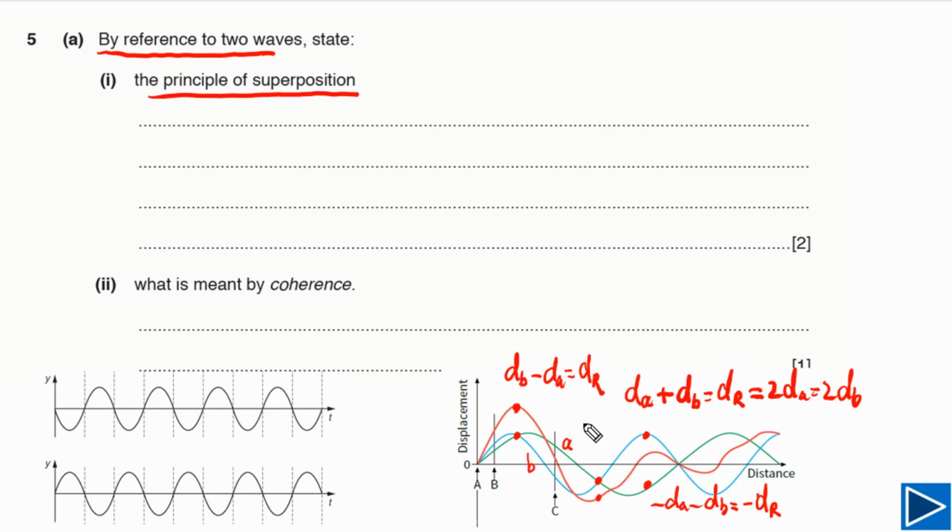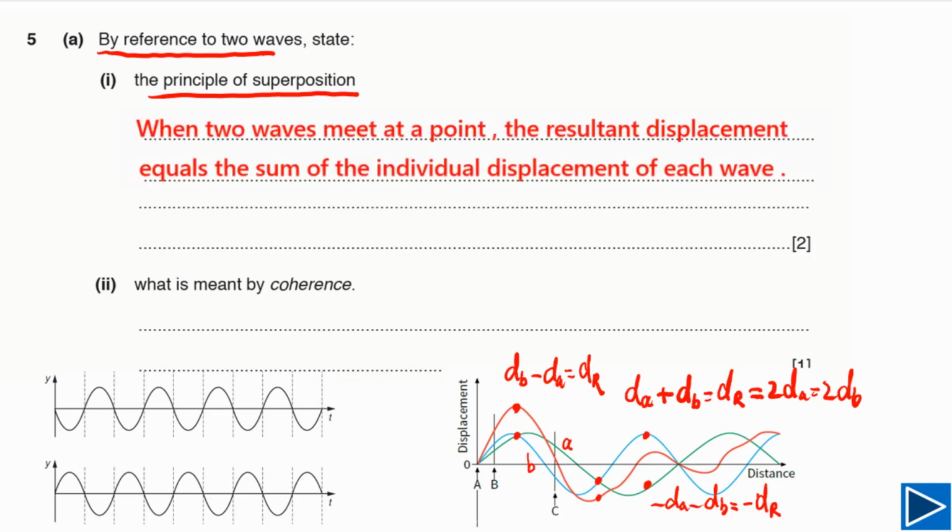So this is all about the principle of superposition. The principle of superposition is simply that you have to add individual displacements to find the resultant displacement. Let me explain how to define it now. So this is how you can write the principle of superposition: when two waves meet at a point, the resultant displacement is the sum of the individual displacements of each wave.